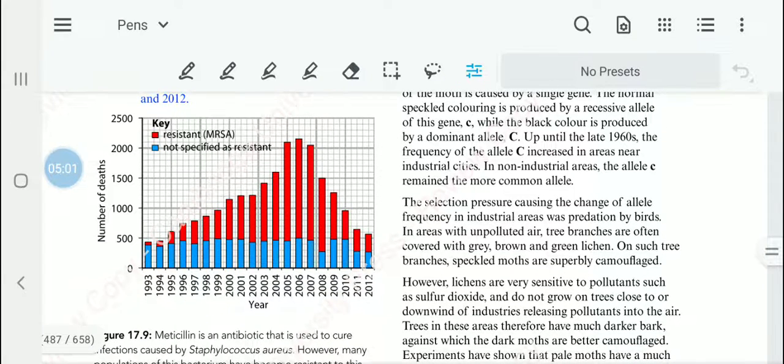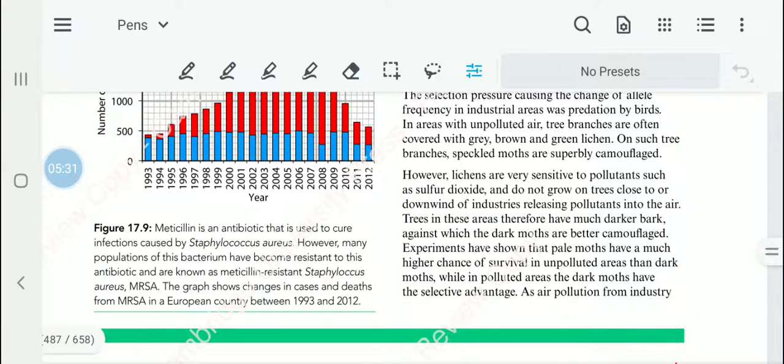So what happened was, as a result of the pollution that resulted from the industrial revolution, the tree branches became black. To survive under these conditions, they couldn't have survived with the light colors on them. So that is the reason why this selection pressure developed as a result of these conditions.